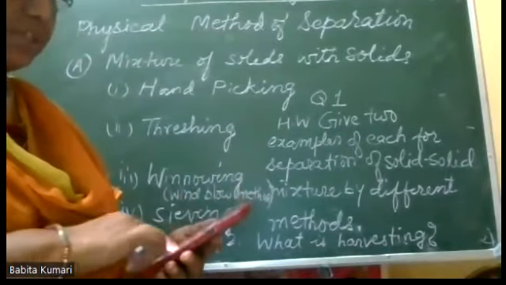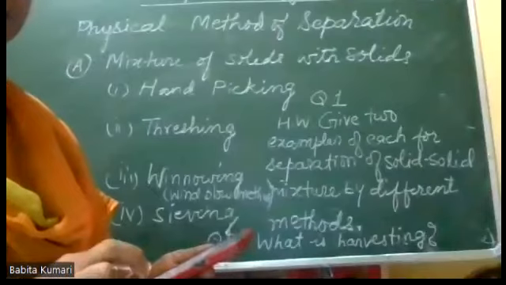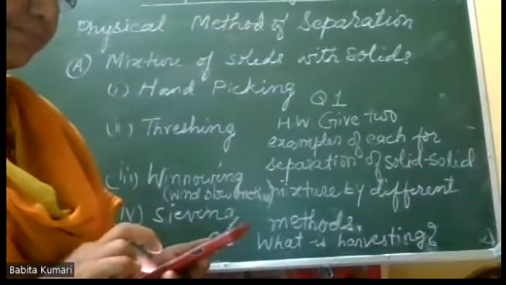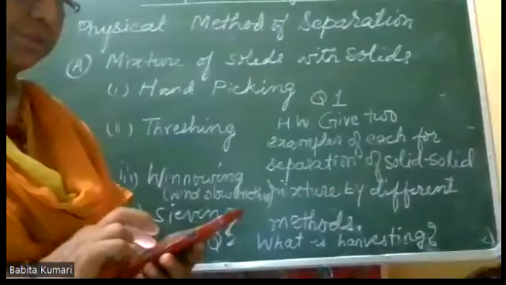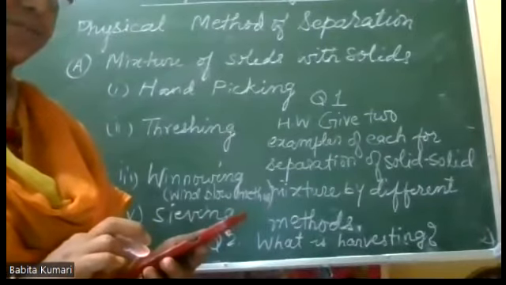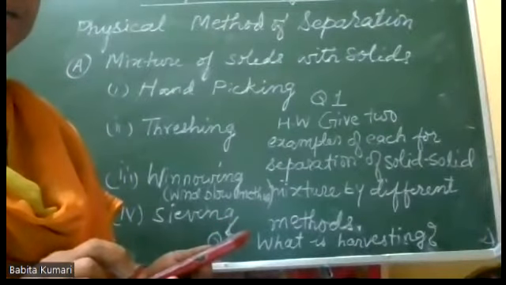As you can see in the picture, sieving, which in Hindi we call chalni, as people generally say in the regional language. This method is used to separate the components that are of different sizes. The components must be of different sizes for them to be separated.